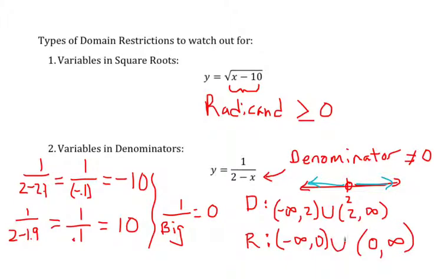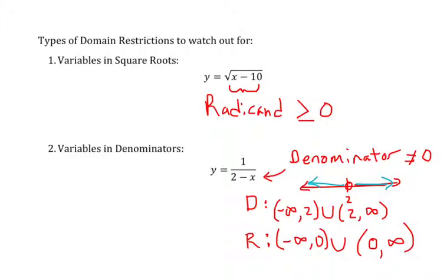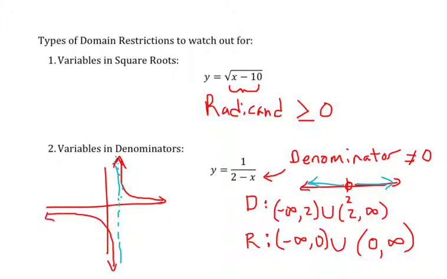And we can see that on a graph. If we graph this, we'll have something like this. We're going to have an asymptote at 2, and we're never going to touch it. And here's an asymptote: we'll never touch the x-axis, but it's going to look like this. Okay, and there we have it.